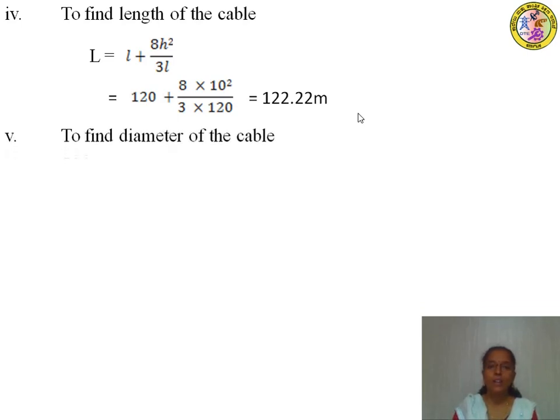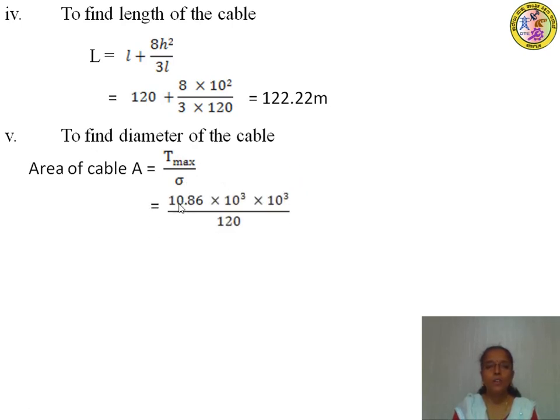Next, we will find the diameter of the cable required. So area of the cable is equal to T max divided by allowable stress sigma. So maximum tension is 10.86 into 10 power 3 kilonewton. So again convert it into Newton, therefore we have multiplied with 10 power 3, divided by 120 Newton per mm square. Okay, so to convert T max into Newtons, we have multiplied with 10 power 3. If you simplify this, it will be 90.5 into 10 power 3 mm square. Okay, that is the area of the cable required.